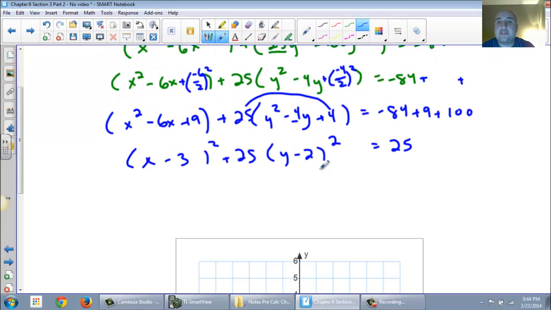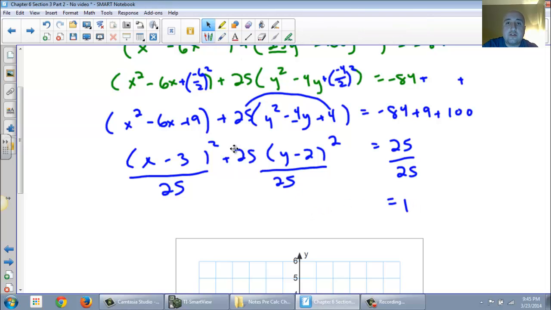Okay, last step here to get this into ellipse form. It always has to equal 1 on the right. So in order to get it to equal 1, you divide by whatever the number is on the right. So I'm going to divide everything by 25 here. Okay, so 25 over 25 is 1. Let me move this down a little bit.